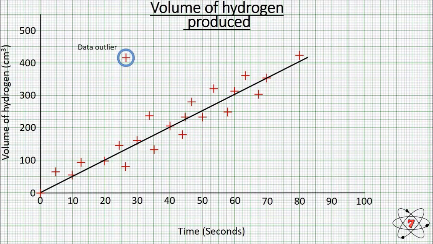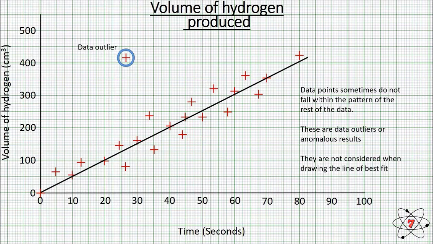However, this data point is what we call a data outlier, or an anomalous result. It does not fit the pattern of our result at all. Clearly, something's gone wrong when measuring this data point, so we ignore it. It's not included at all in our line of best fit. So, data points do not always fall within the pattern of the rest of the data. So these are data outliers or anomalies. So do not consider them at all when drawing your line of best fit.